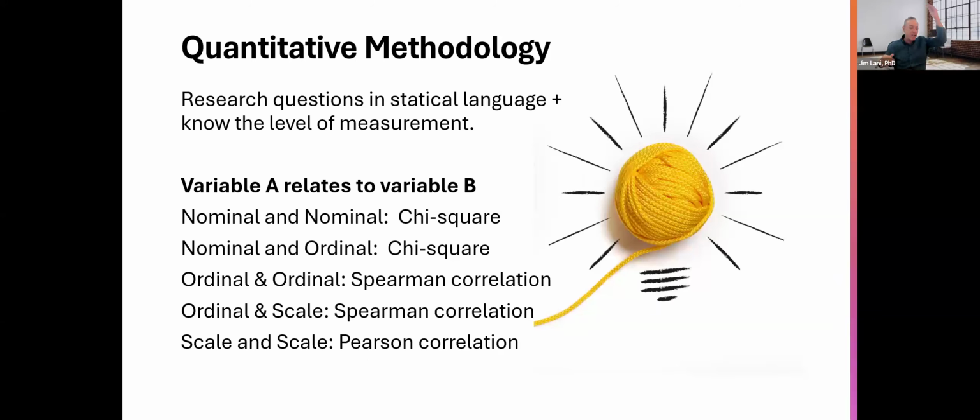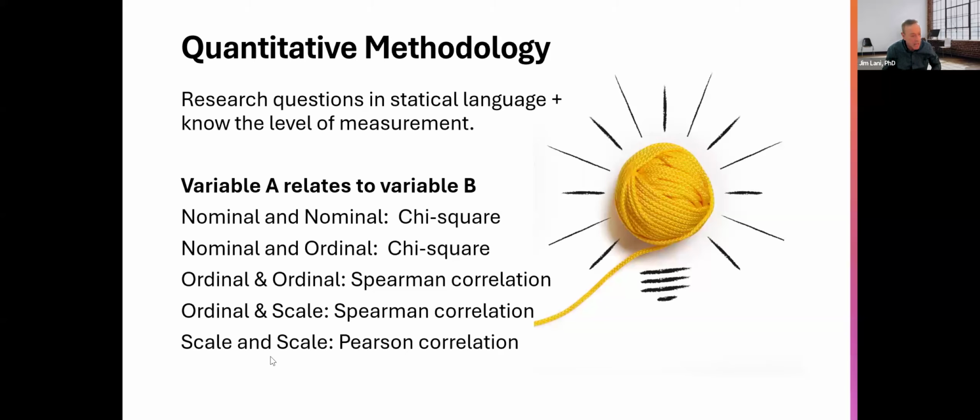Does age and income correlate? Okay, age is scale, income in dollars is scale. We can correlate them together. Most of the world is scale to correlate things.